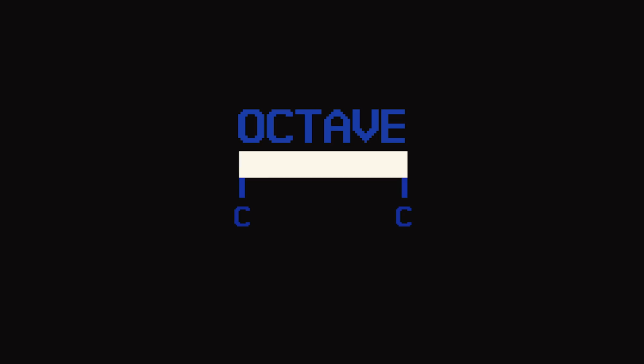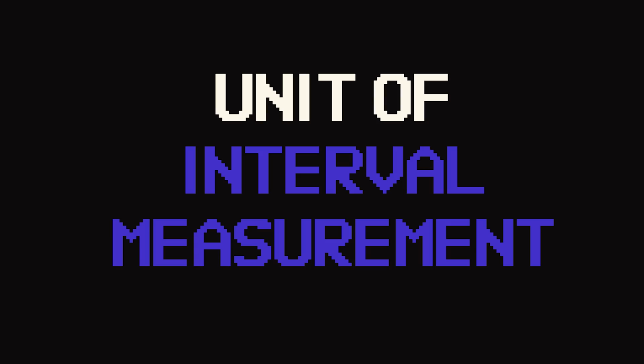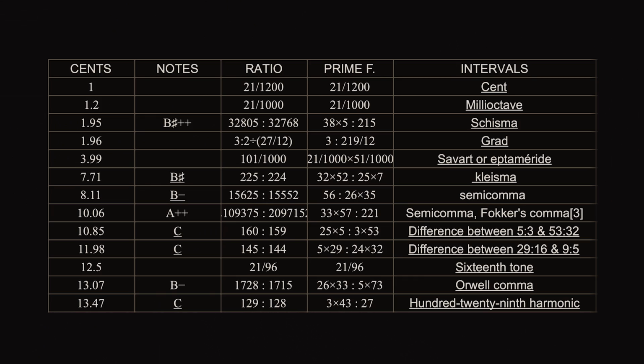Typically, we divide an octave into 12 equally spaced notes. Clearly, that's not gonna be enough. So I propose dividing that same octave into 1,000 different notes. This division is gonna cost us. How much, you ask? About 1 cent. In tuning theory, a cent is a unit of interval measurement. In fact, it's the smallest unit of measurement that we have. How small is 1 cent? It's about this small.